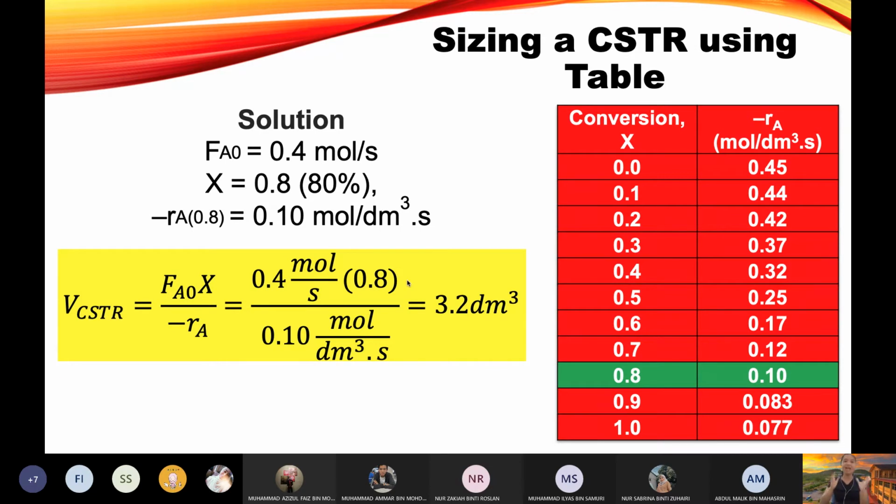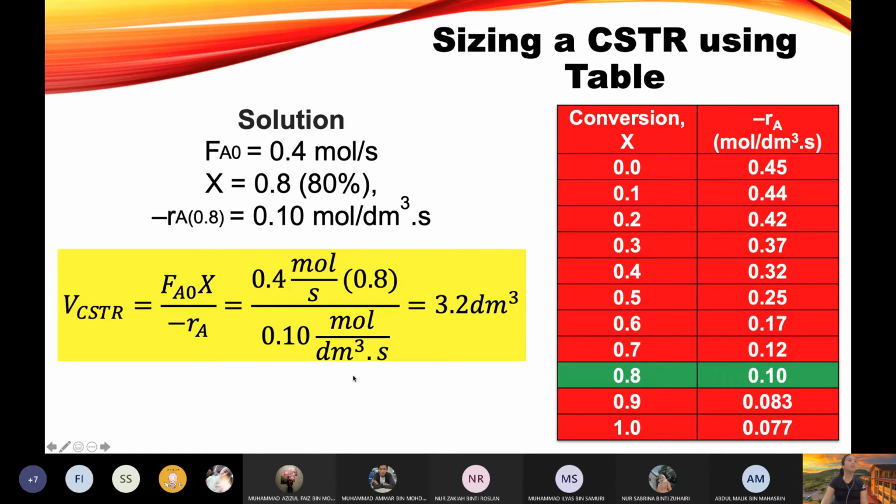Okay, so remember again, X2 in terms of fraction, 0.8 divided by minus RA. If you are confused, minus RA depends on X. Meaning if my X is 0.8, the minus RA is the value when my X is 0.8. So from the table, when my X is 0.8, minus RA is 0.10. So we calculate this, you will get, again as I taught you, right?